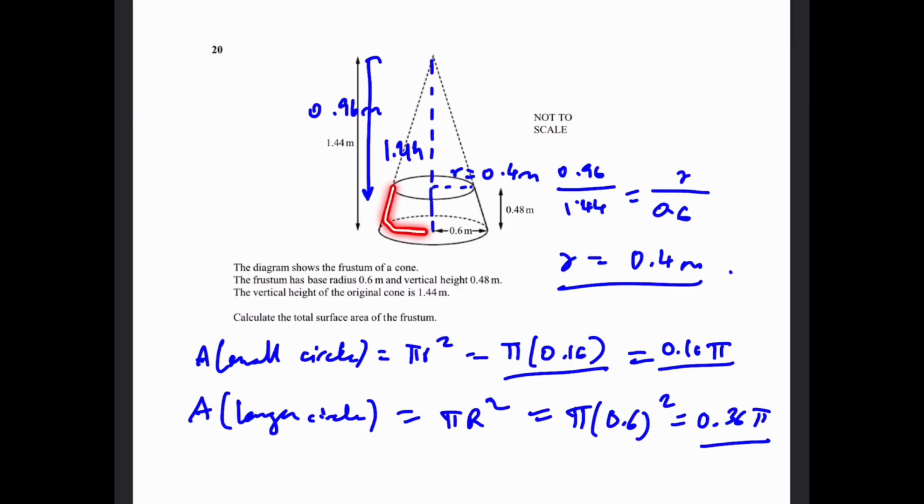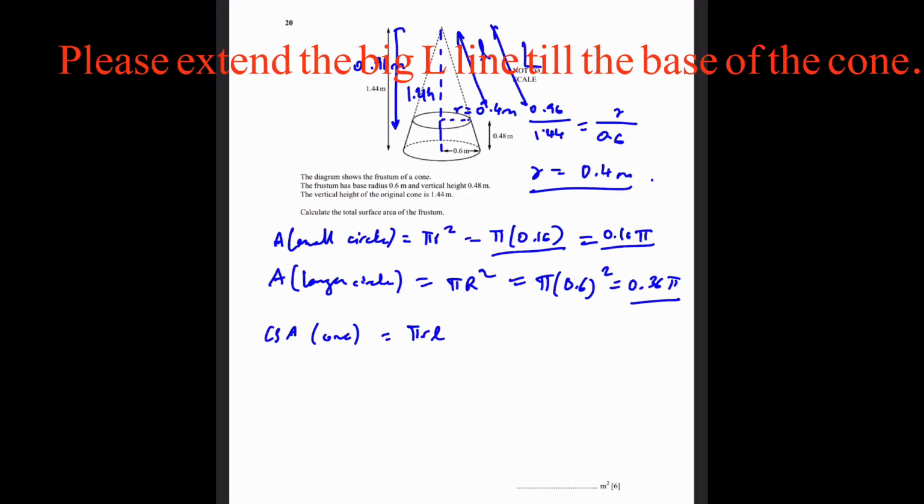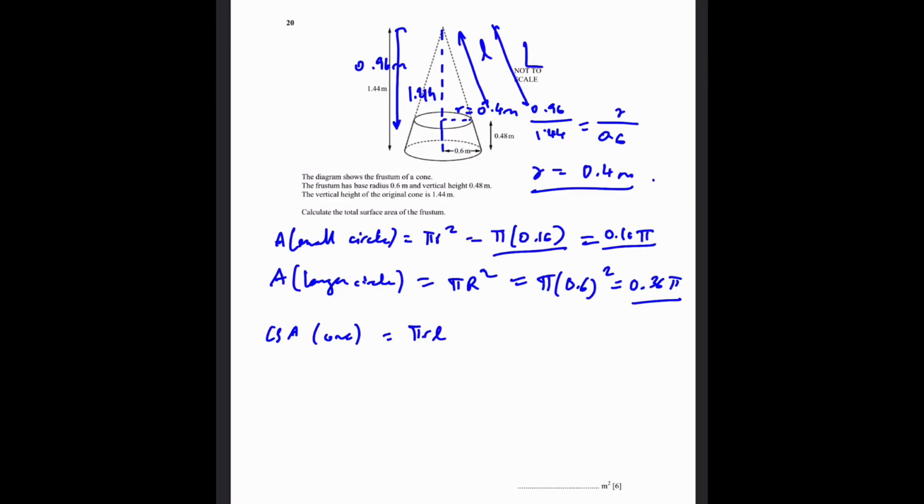Now what about the area of the curved region? That's going to be the total curved surface area for the big cone minus the small curved surface area for that cone around here. Well, the curved surface area of a cone is pi r l. We need to find l for both large and small cones. So let's write this as small l, and the whole thing as capital L. Now we can use Pythagoras to find both of these.